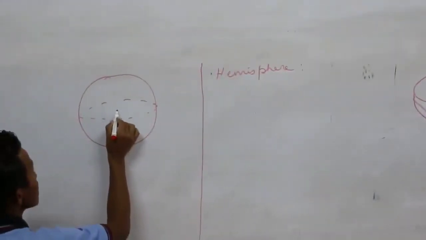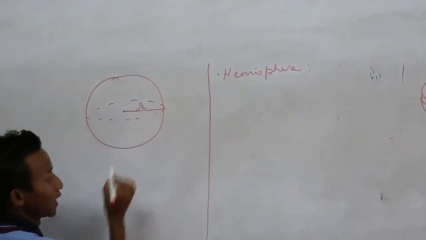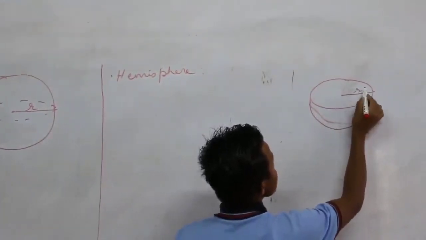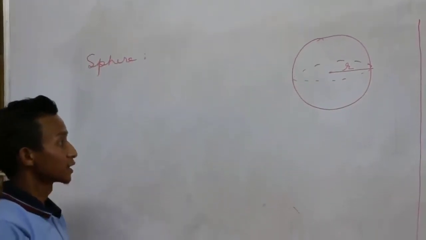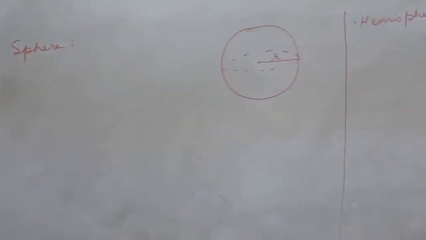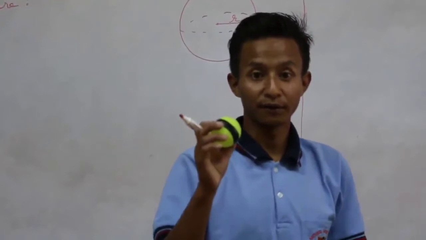And also a sphere has a radius, and let me denote it by r. Same here, radius r, right? So first I'm going to discuss the curved surface area of a sphere. Here I have with me a ball, right?